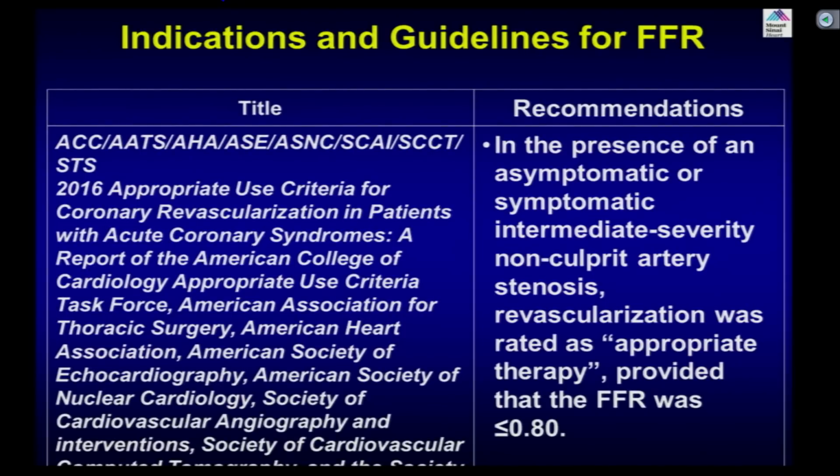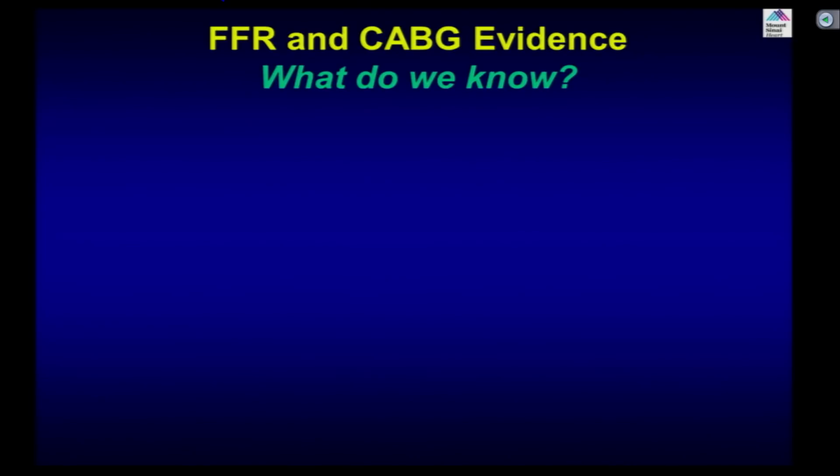So therefore that makes the guideline that in the presence of asymptomatic or symptomatic intermediate coronary disease, in my opinion, unless it's a subtotal or MI, FFR-guided PCI should be routine. As you know, in our cath lab, we have actually made 60% the threshold for FFR-guided PCI to be done. So now, what about the FFR and CABG evidence?